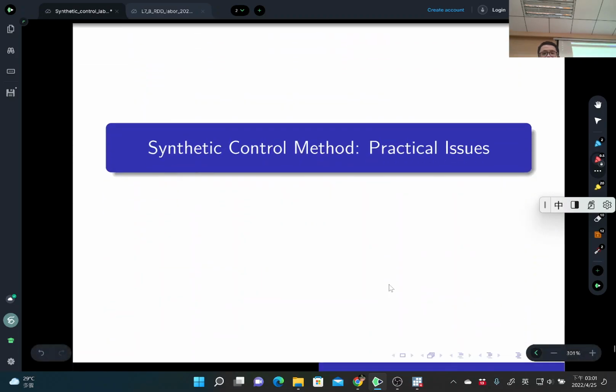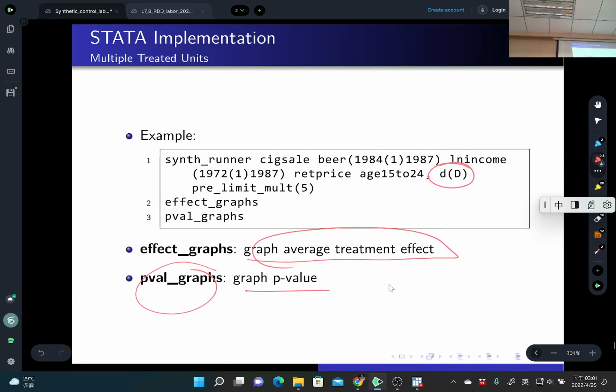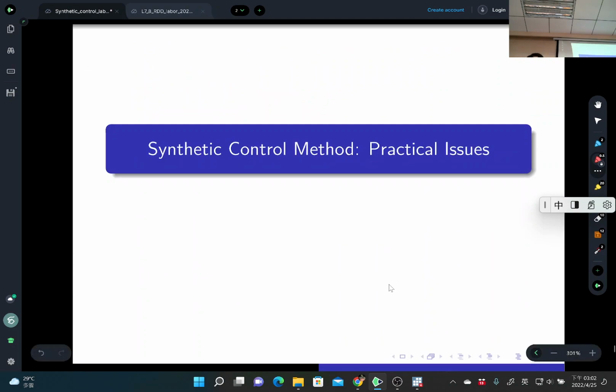Okay, any questions about this? Okay, so finally, I would like to give you some concluding remarks for the synthetic control method.